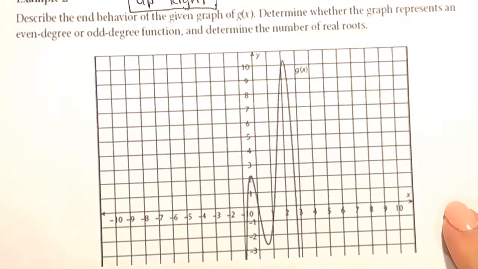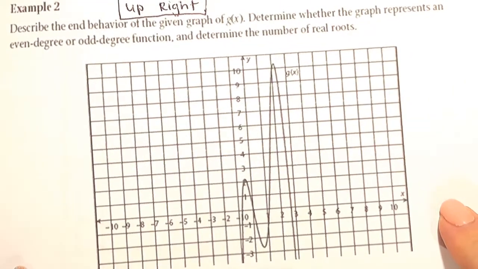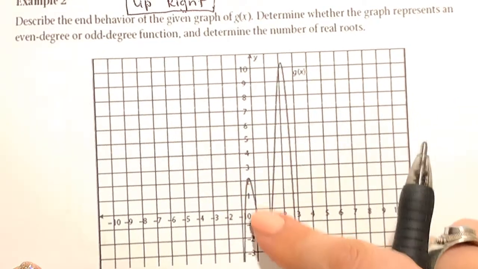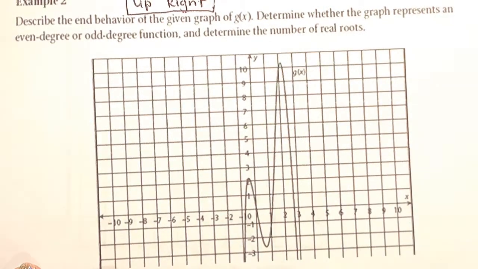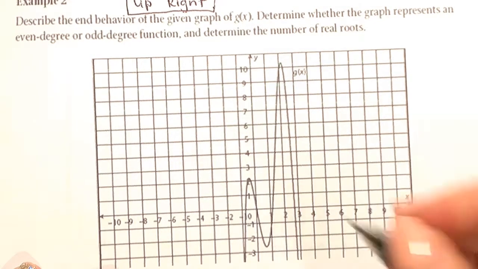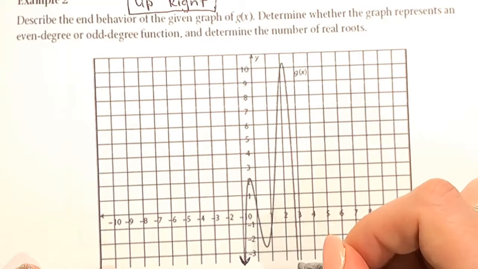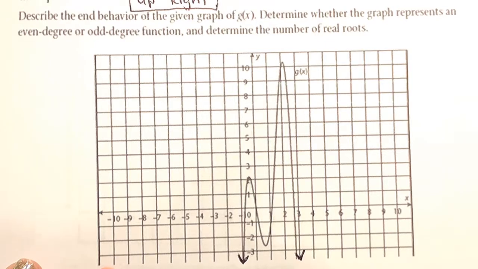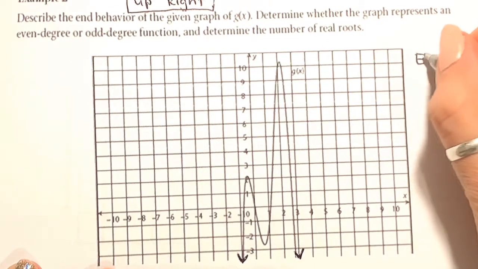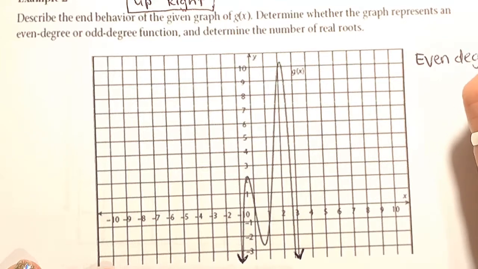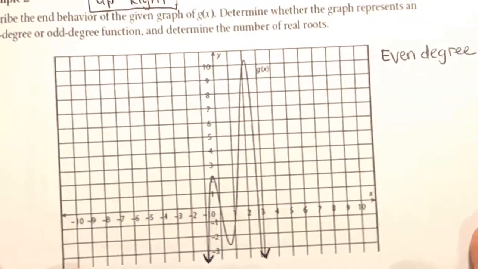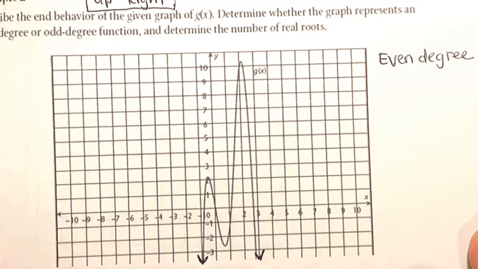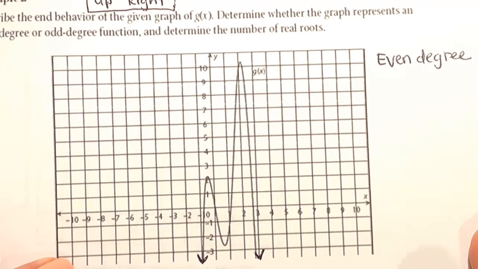This one gives us the graph, and it says to describe the end behavior of the given graph. Hopefully you guys can see that. It looks almost like little mountains. Determine whether the graph represents an even or an odd degree function, and then the number of real roots. If we look at our ends, this end's going down, and this end is going down. So our ends are going in the same direction. If they're going in the same direction, that means it has to be an even degree. Remember, odd degrees go in opposite directions, even degrees go in the same direction. So it has to be an even degree, and then they also want to know the number of real roots.